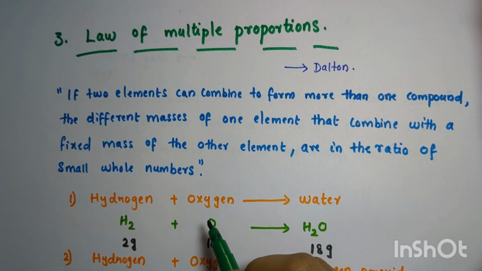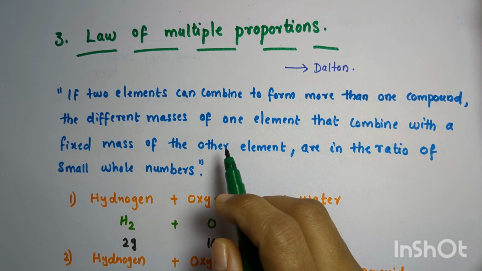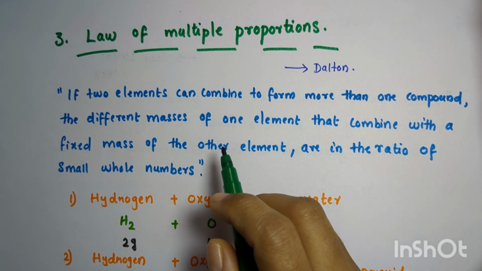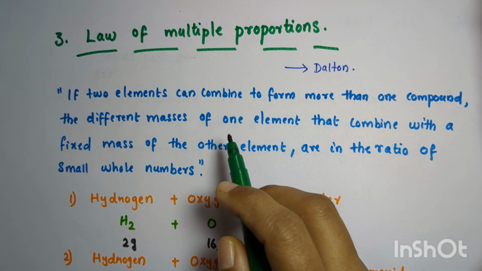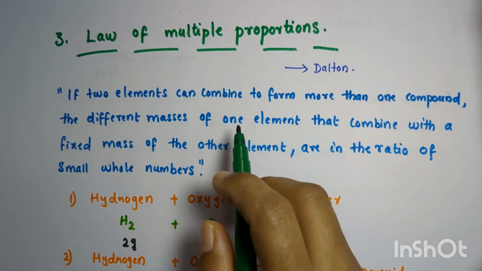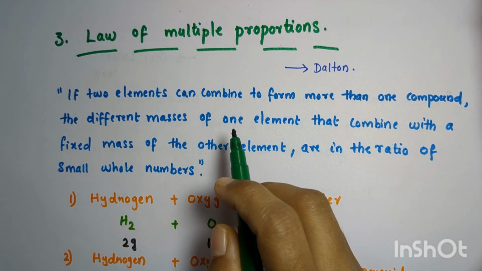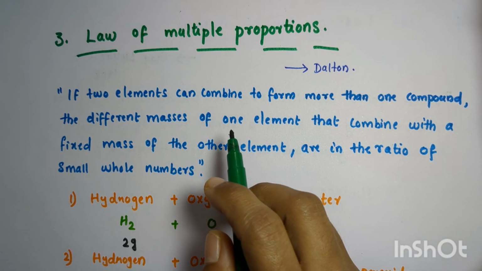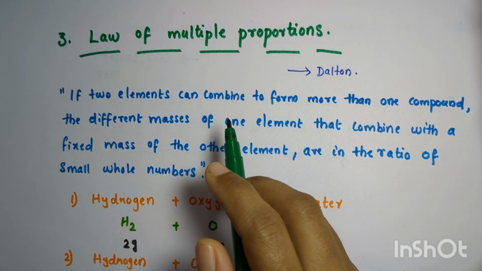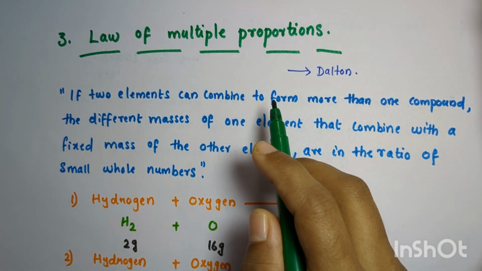Hello everyone. In this video, we are going to discuss two laws of chemical combination. One is the law of multiple proportions. Another one is Gay-Lussac's law of gaseous volumes. We have already discussed the other two laws, the law of conservation of mass and the law of definite proportions, in our previous video, which will be available in the playlist. So let us see what the law of multiple proportions states.